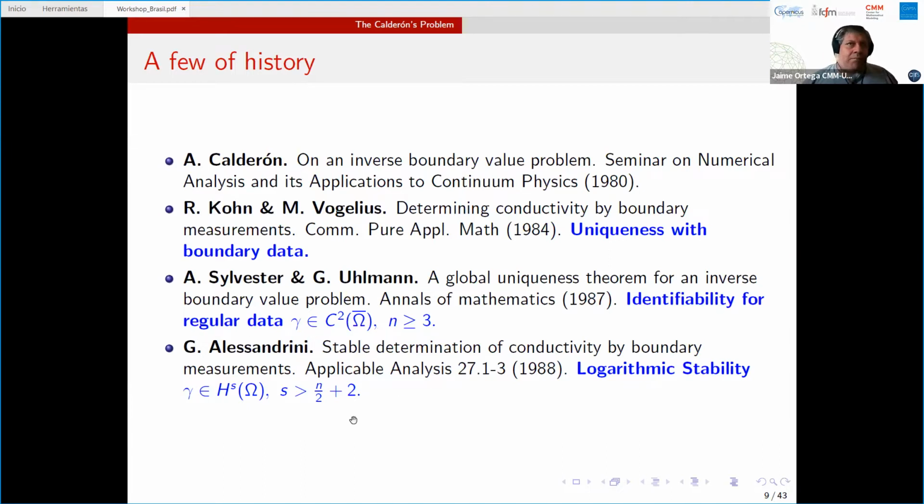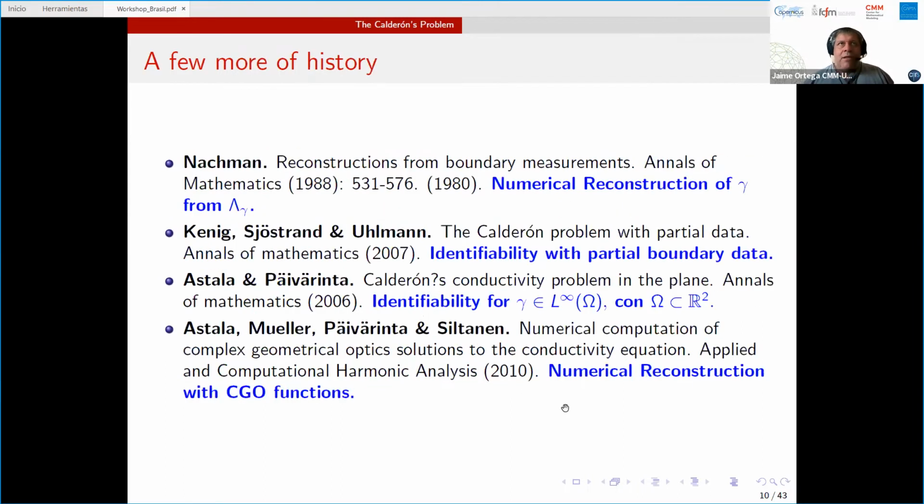Later, Alessandrini presented a very important result about the stability. The stability is good, but it's logarithmic. That means the inequality has a logarithm. The logarithm is very bad for numerics. It's very poor. Okay, and of course there is a very important work of Salo and Päivärinta in 2006, where they say the stability is true for gamma only in L infinity, but this is only for dimension 2. For dimension 1, the result is false.